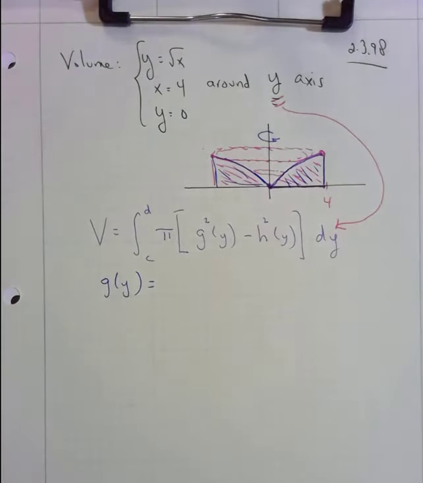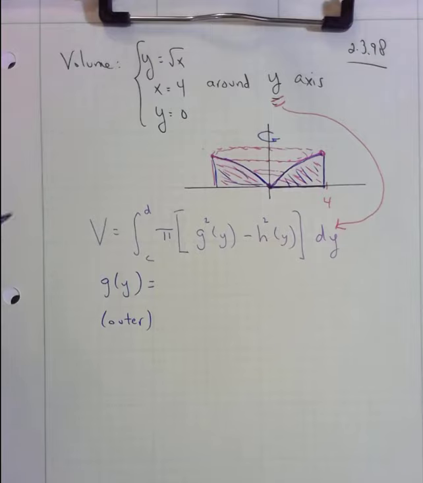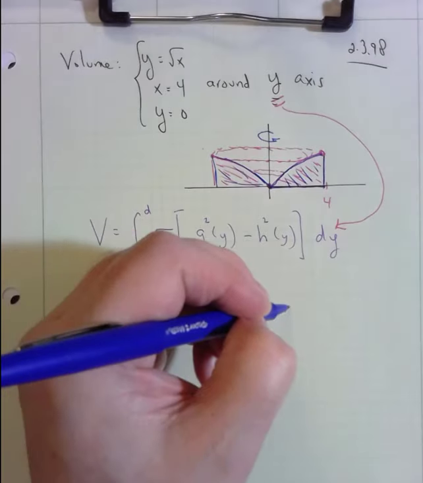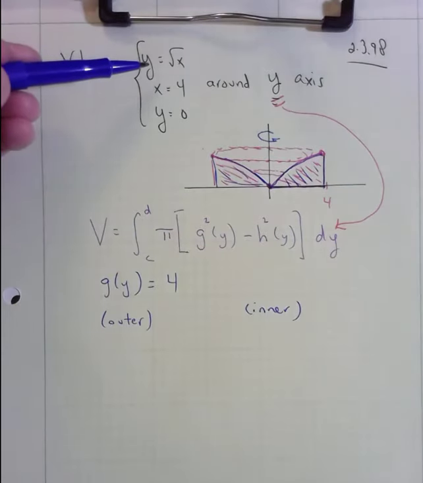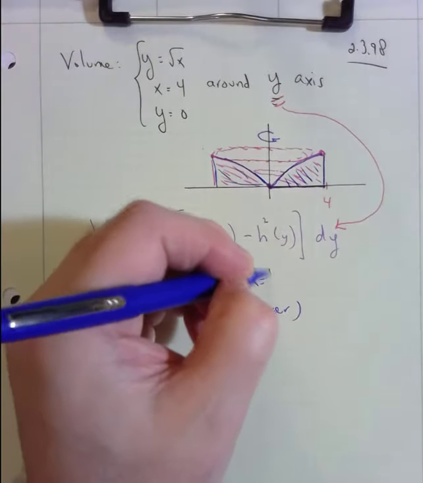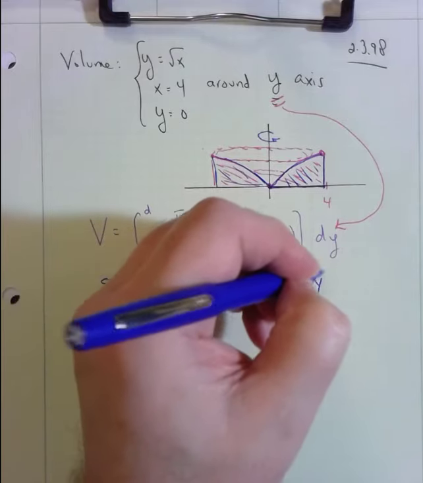So the outer function is just x equals 4, or g of y equals 4. The inner function is originally called y equals square root of x. We flip that around to write x as a function of y. So y equals square root of x is the same thing as x equals, and now h of y is the name, and that'll be y squared.